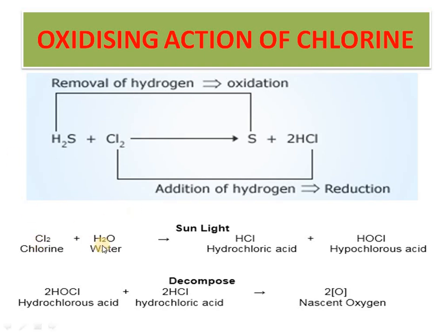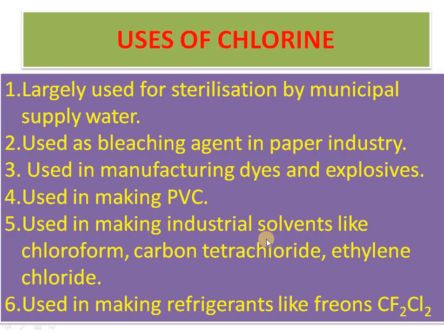So similarly, these reactions we also discussed already. Chlorine plus water gives rise to HCl plus HClO, hypochlorous acid, and this is giving us nascent oxidant. So uses of chlorine: largely used for disinfection of municipal supply water. Sewage treatment is not used as such, and it is used as bleaching agent in paper industry. Used in manufacturing dyes and explosives. Used in making PVC. PVC means polyvinyl chloride.